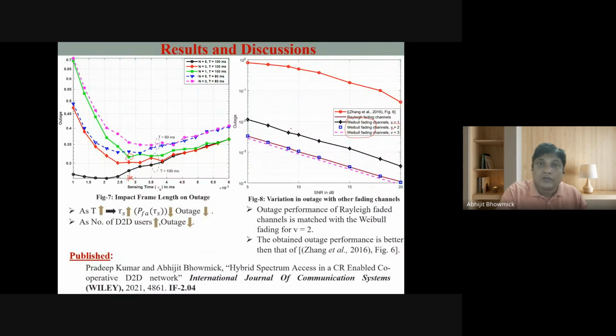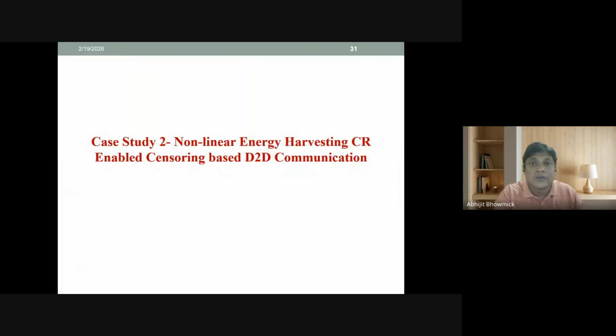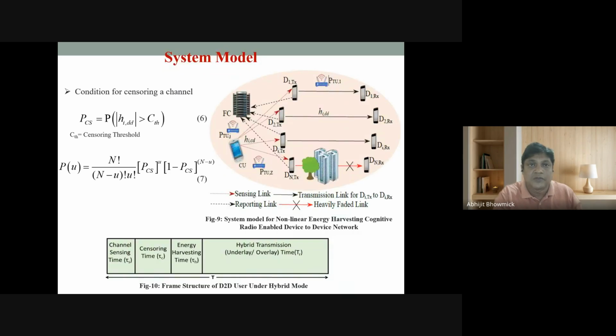Okay, fine. Next, the second case study, that is nonlinear energy harvesting, CR-enabled censoring based D2D communication. Here, another interesting feature we considered, with the same concept. First of all, energy harvesting we incorporated, along with sensing time. Thereafter, two different blocks we considered: one is sensing and the other is energy harvesting. The green communication, I will tell about in the next class. That's why I have taken this. Energy harvesting is a part of green communication.